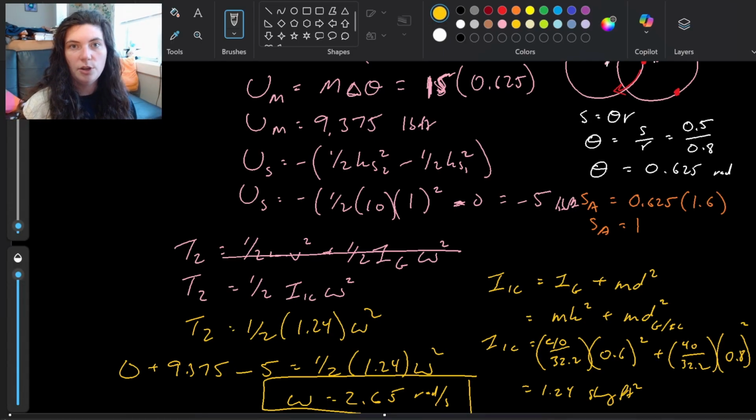In our next video, we're going to look at conservation of energy and how that works just a little bit differently in our rigid bodies than it does for our particles. We'll take a look at that next time.